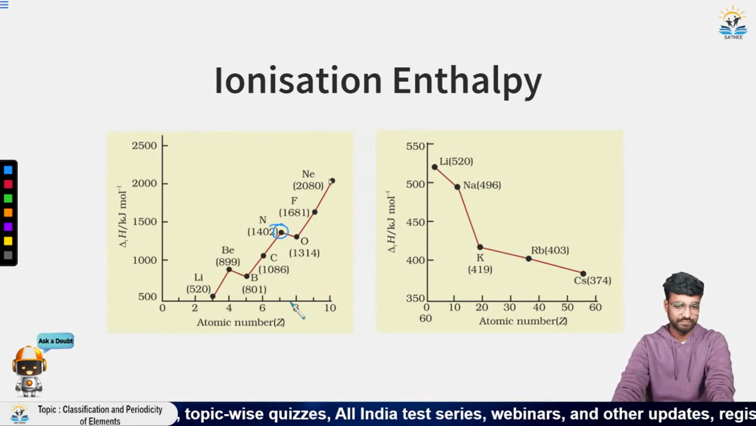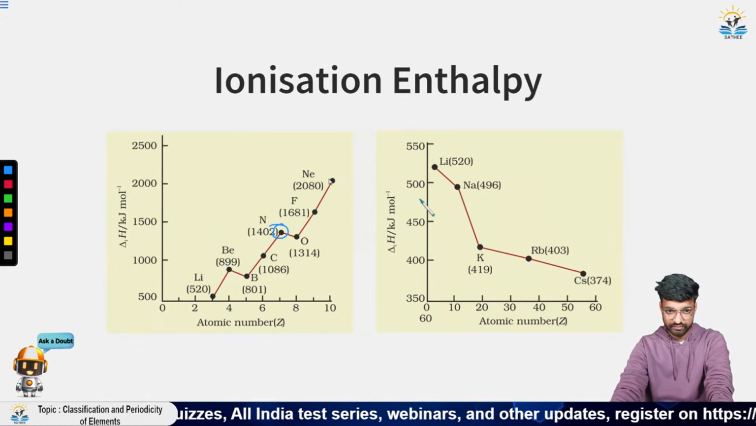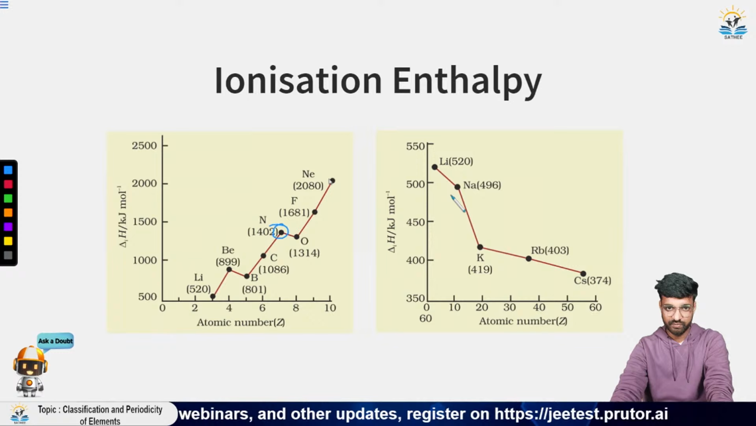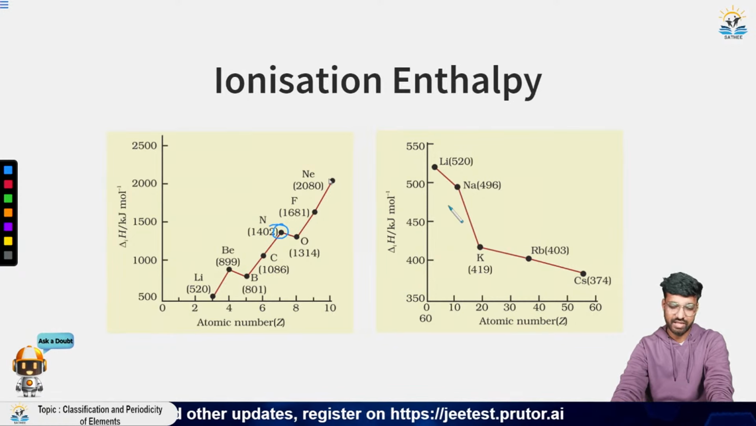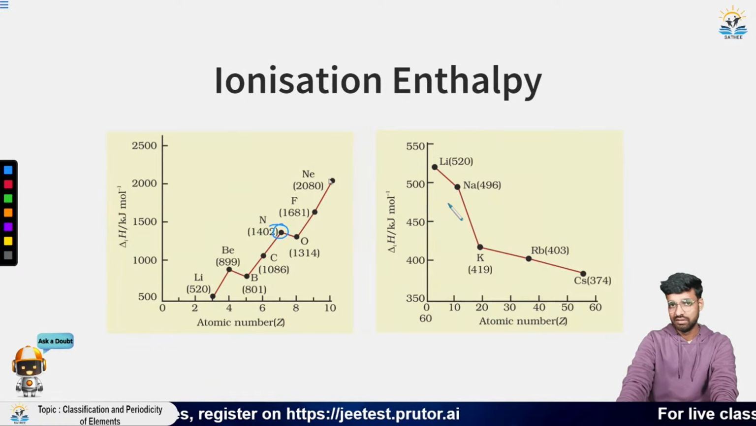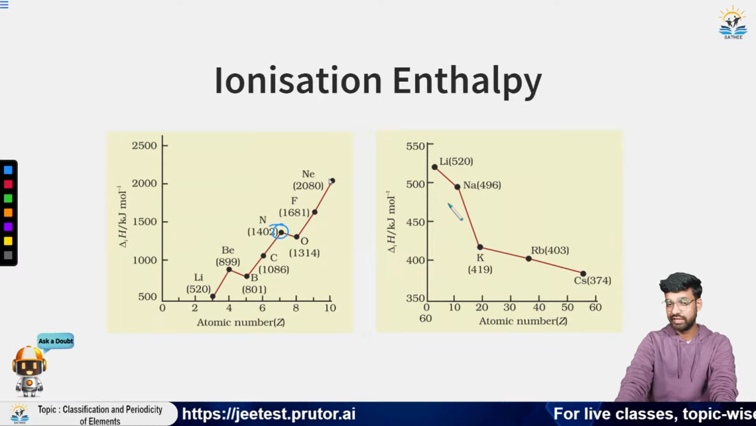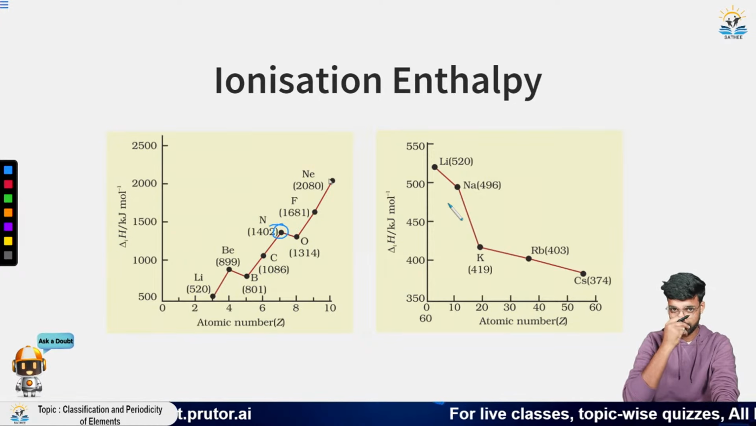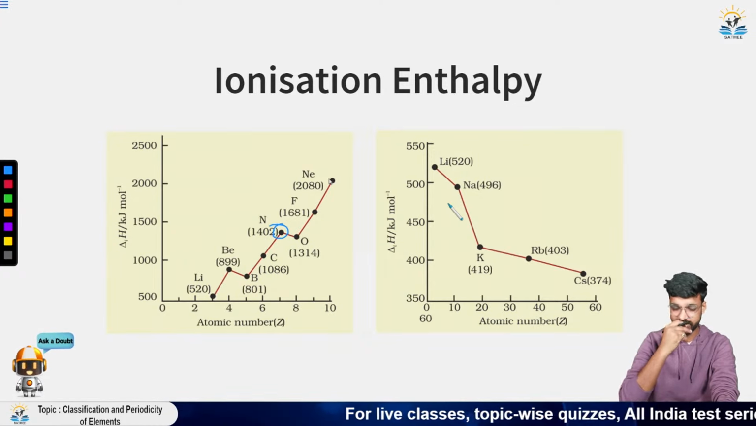Okay, now if we see this here, we are having a general trend. We are moving from lithium to sodium, potassium, rubidium. As the atomic radius is increasing, the ionization enthalpy is decreasing, because we know it has an inverse relation with the atomic radius.